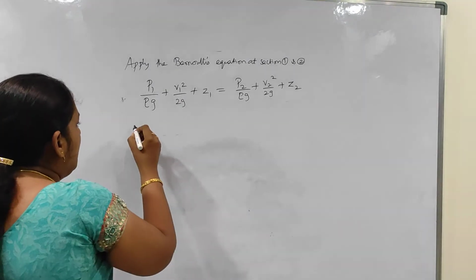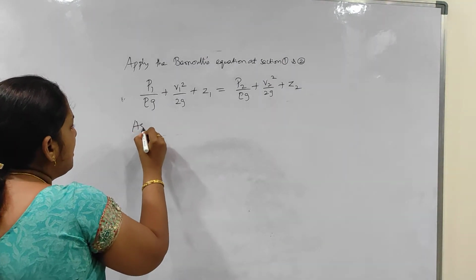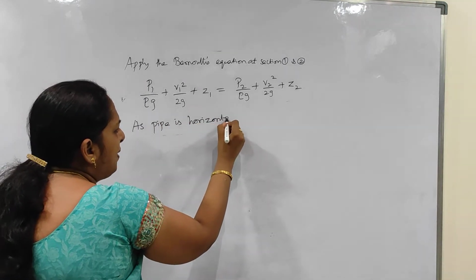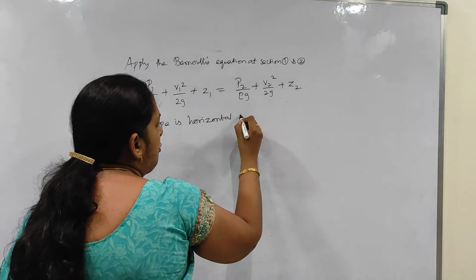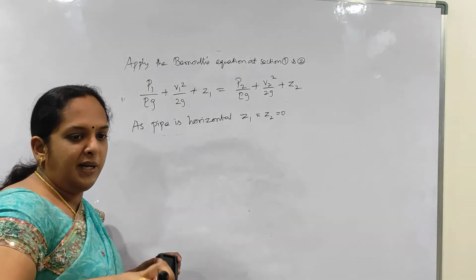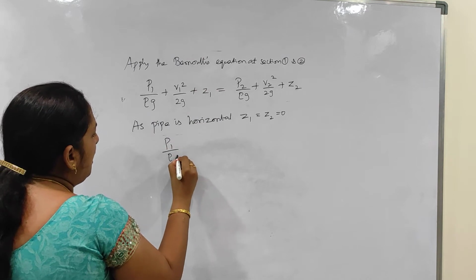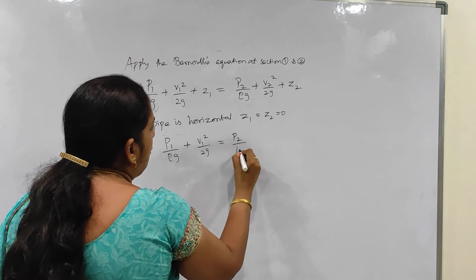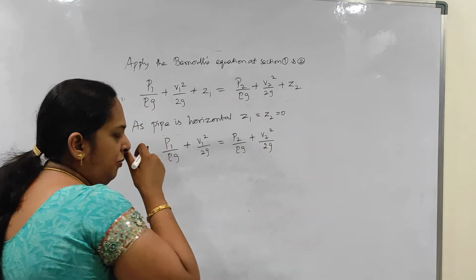Here we are going to consider that the pipe we have drawn is horizontal. What is meant by horizontal? That means your datum head will be equal to 0. The datum head is the potential head, Z1 and Z2. So Z1 and Z2 are equal to 0 because the pipe is kept horizontal. So this equation will become P1 by rho g plus V1 square by 2g is equal to P2 by rho g plus V2 square by 2g, because Z1 and Z2 are equal to 0.